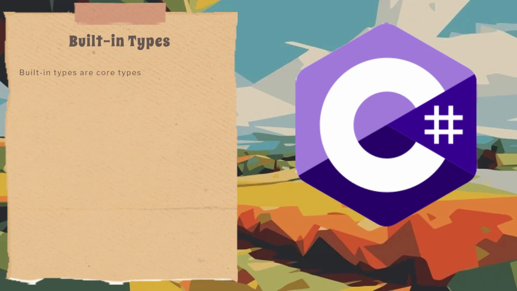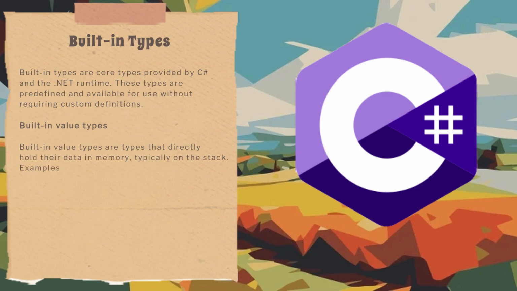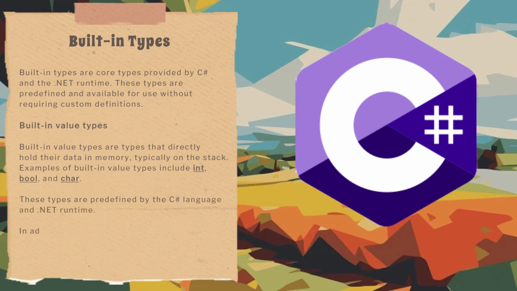Built-in types are core types provided by C# and the .NET runtime. These types are predefined and available for use without requiring custom definitions. Built-in value types are types that directly hold their data in memory, typically on the stack. Examples of built-in value types include int, bool, and char. These types are predefined by the C# language and .NET runtime.